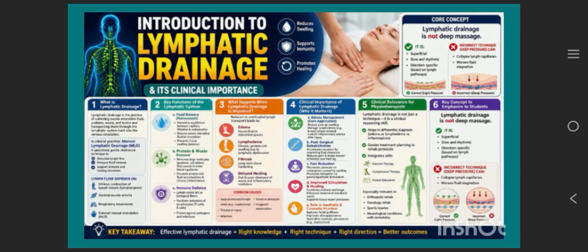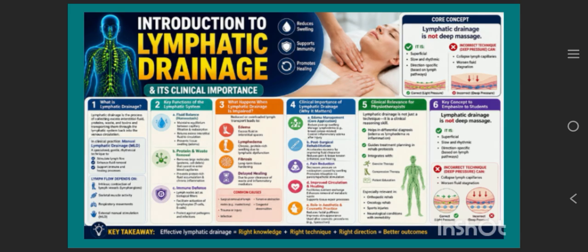The third key function is immune defense. It includes, firstly, lymph nodes acting as biological filters. Secondly, facilitating activation of lymphocytes, T cells and B cells. Thirdly, protecting against pathogens and infections. Immune defense may include these three points.